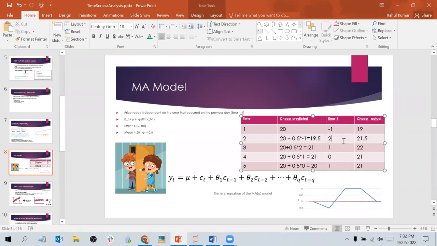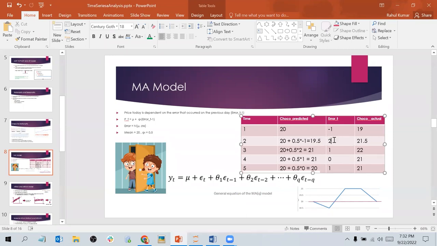Again he goes, and then the lady tells him that you got 2 chocolates wrong, so the number of chocolates should actually be less. So the next day, since the error was 2, the guy is going to get a new number of chocolates, with some coefficient 0.5, which is defined. So this is how it's going to be.